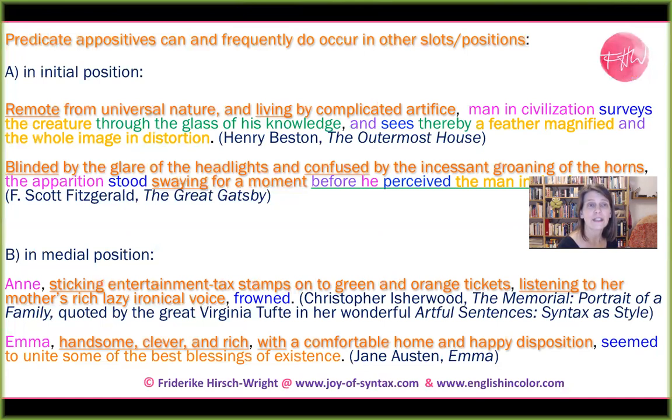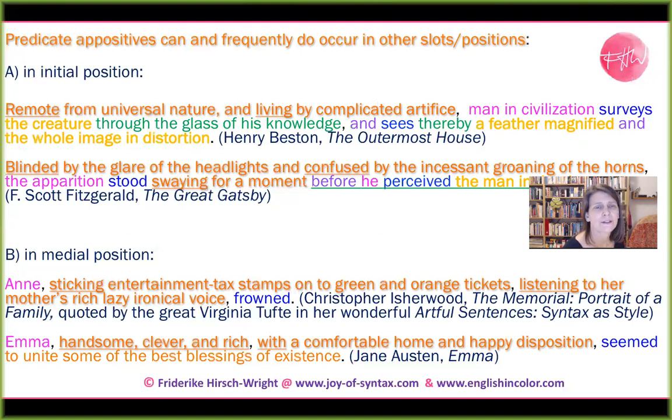So man in civilization is remote from universal nature. He lives by complicated artifice. And therefore he surveys the creature through the glass of his knowledge and sees thereby a feather magnified. So these two elements that appear like substructures are really the two structures that are dominant, I think, and that really draw attention to themselves. And I think they're especially powerful in initial position.